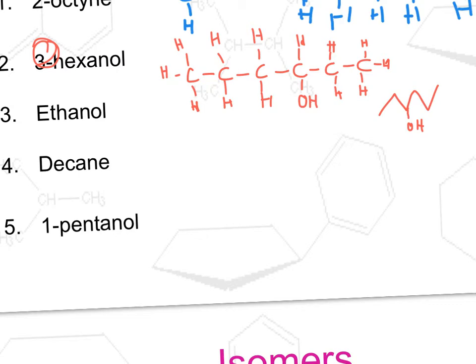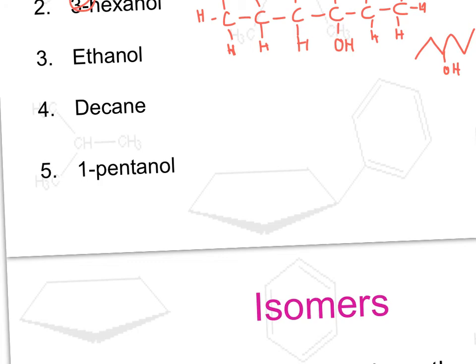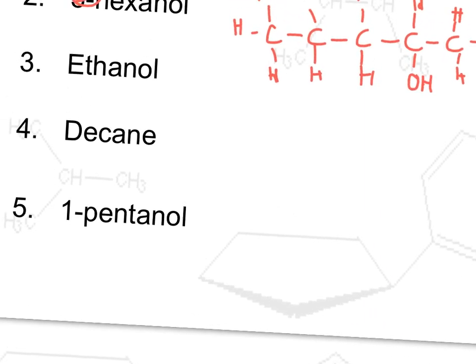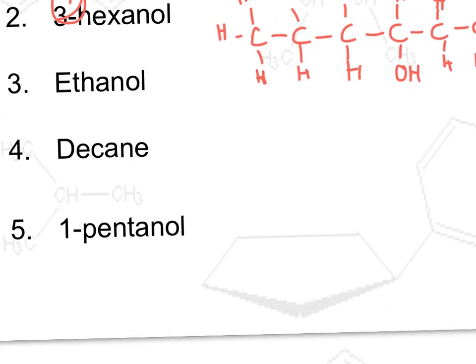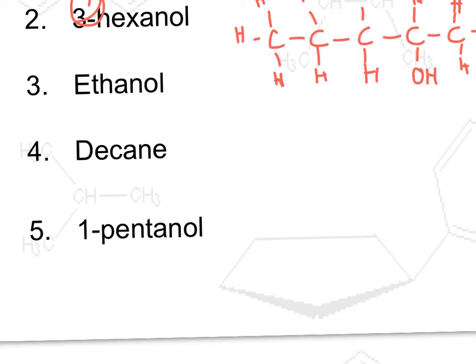Let's try the next one. Next one is ethanol. So ethanol, eth tells me it's 2 carbons. I'm going to draw my 2 carbons here.